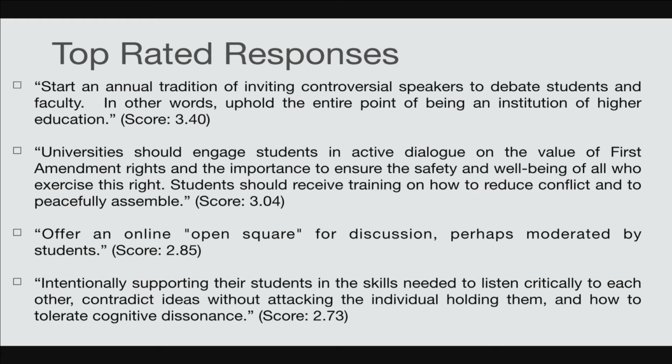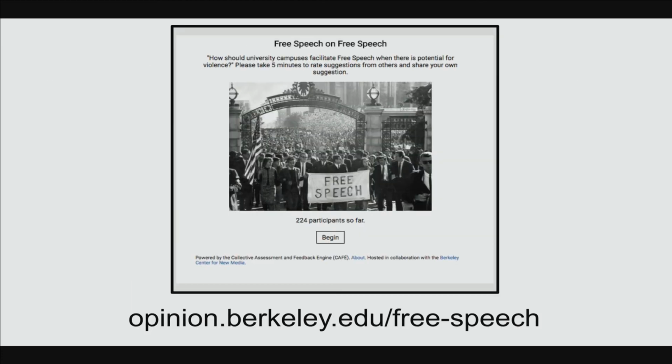You can see the first one is an annual tradition of inviting controversial speakers and actively encouraging this, which is an interesting suggestion. Number 2 is to engage students in active dialogue and then receive training on how to reduce conflict and peacefully assemble. The third is to offer an online open square for discussions, perhaps moderated by students. And the last one is intentionally supporting students in the skill to listen critically, which was very interesting because that's exactly what Robert Reich brought up at the onset of the day. So the site is online. You can enter it and try it out.